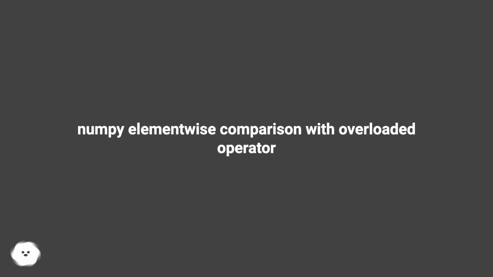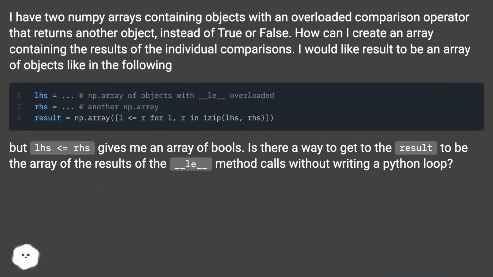NumPy elementwise comparison with overloaded operator. I have two NumPy arrays containing objects with an overloaded comparison operator that returns another object instead of True or False. How can I create an array containing the results of the individual comparisons?